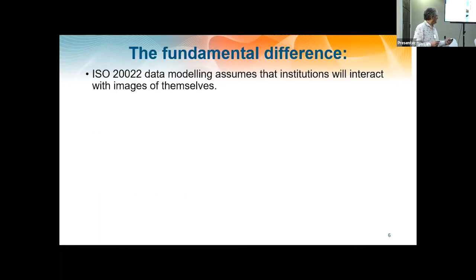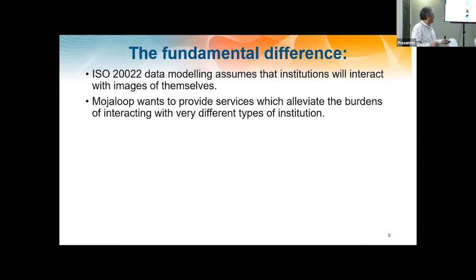Okay, so the fundamental difference here is that the ISO 20022 data model essentially assumes that institutions will be interacting with other institutions which are just like them. Whereas we want to provide services which essentially lighten the burdens of interacting between institutions which are very different from each other. So, as I say, we try to disguise those differences to provide a level playing field where everybody can work in the same way, whether they are a tiny village savings and loan association or an international bank.